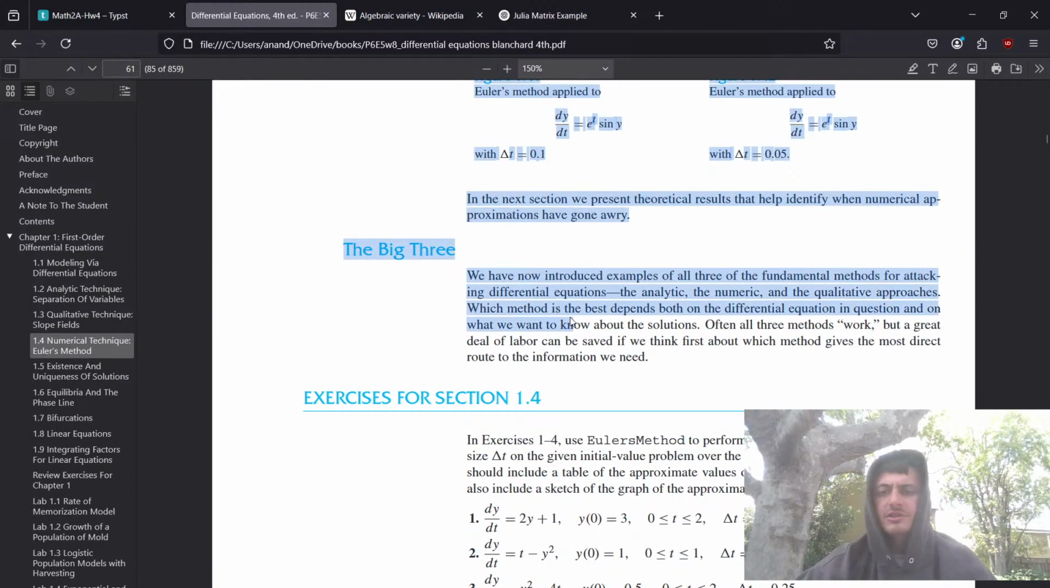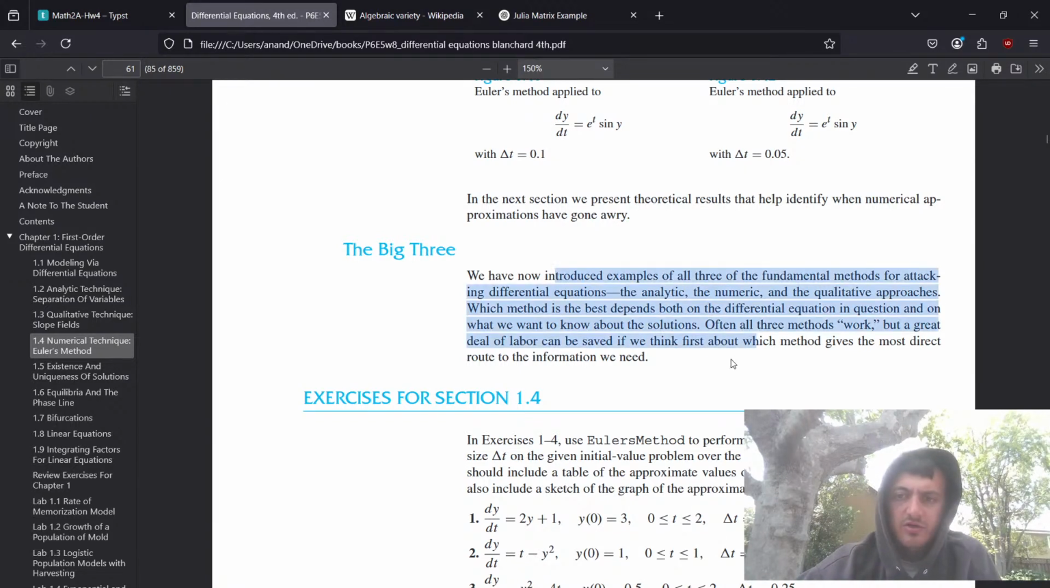We have now introduced, okay, so this is a pretty quick read, actually. We've now introduced examples of all three of the fundamental methods for attacking differential equations: analytic, numeric, and qualitative. Which method is best depends.